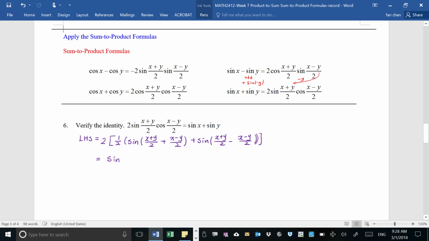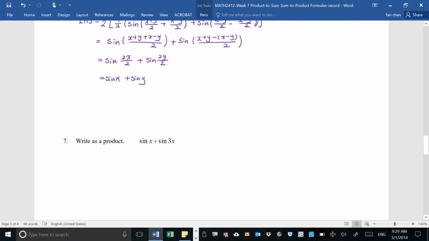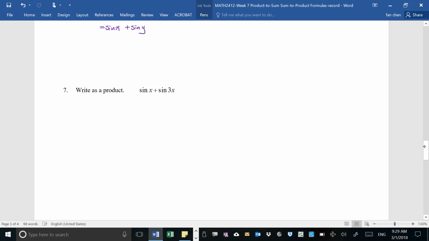And then there will be sine of x plus y plus x minus y divided by 2, plus sine of x plus y minus x minus y divided by 2. So that is equal to sine 2x over 2 plus sine 2y over 2, which is sine x plus sine y. Okay, now let's see how we apply that to write the sum of the two sides as a product.